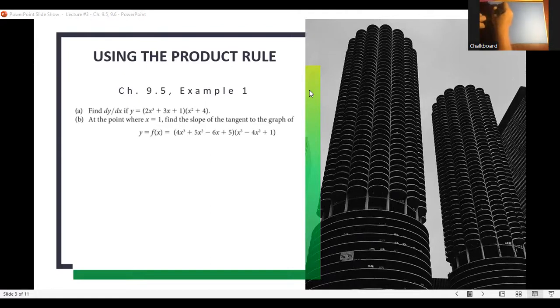Example 1b, and it's 4x cubed plus 5x squared minus 6x plus 5, x cubed minus 4x squared plus 1. Okay.